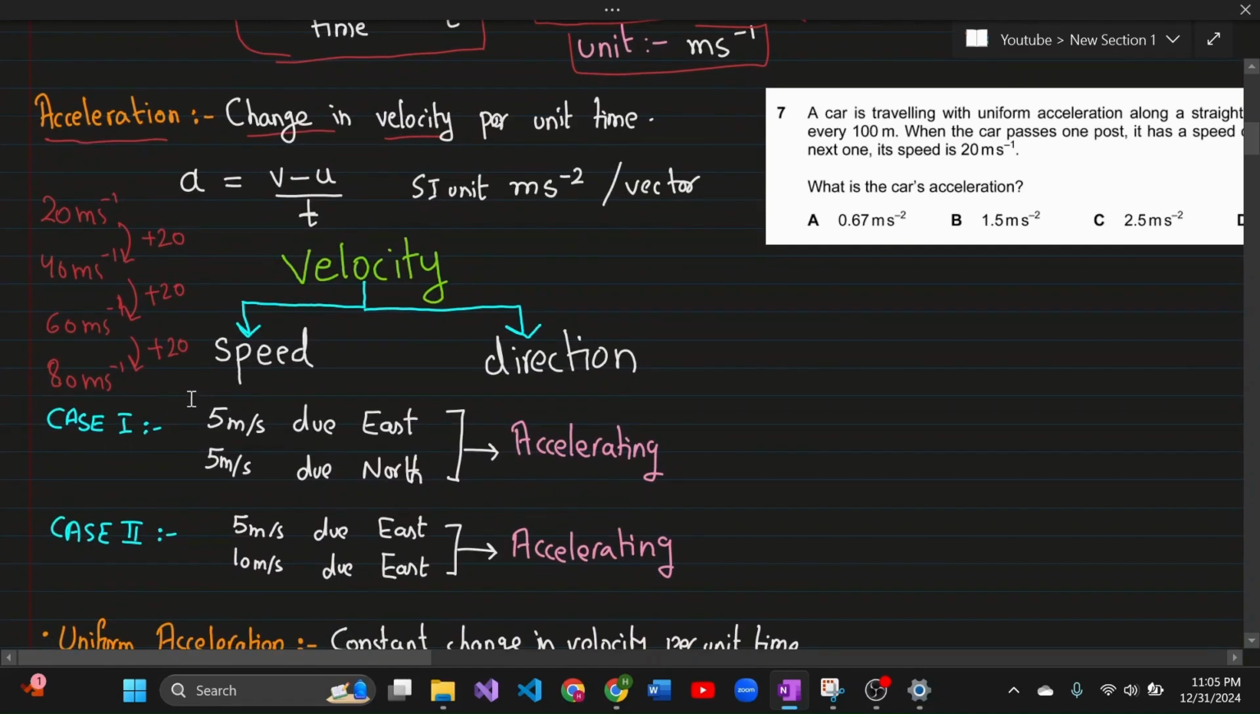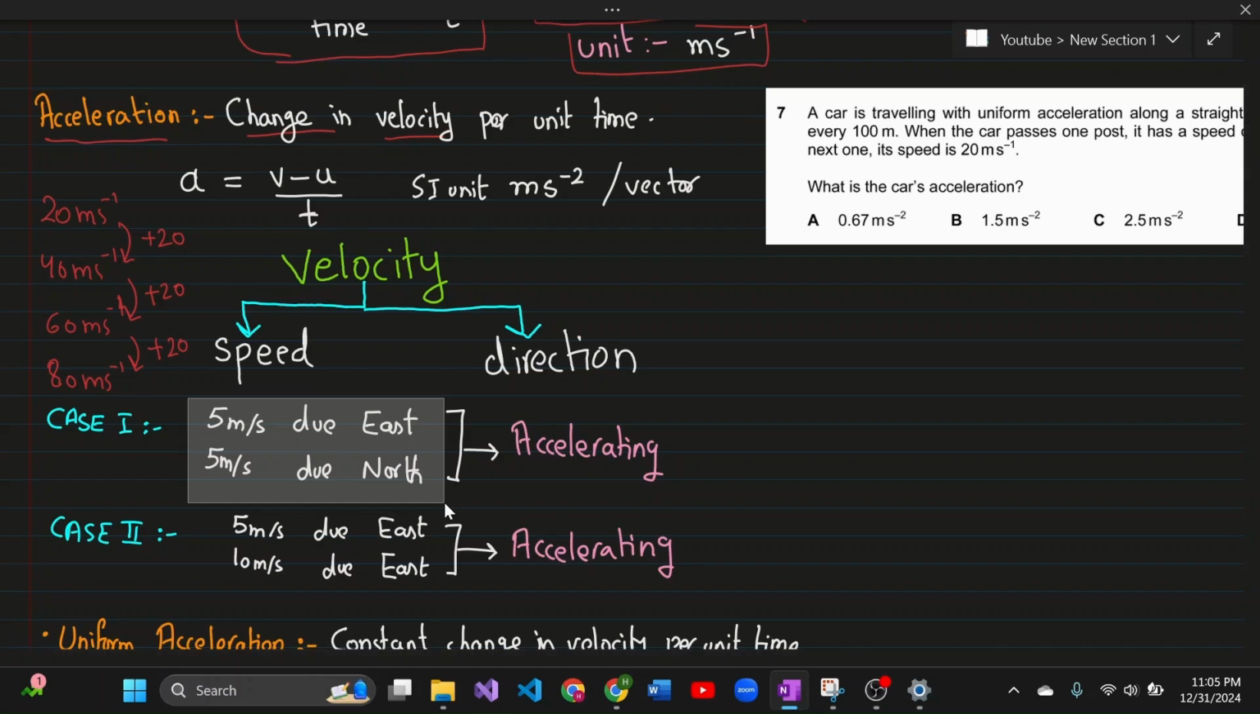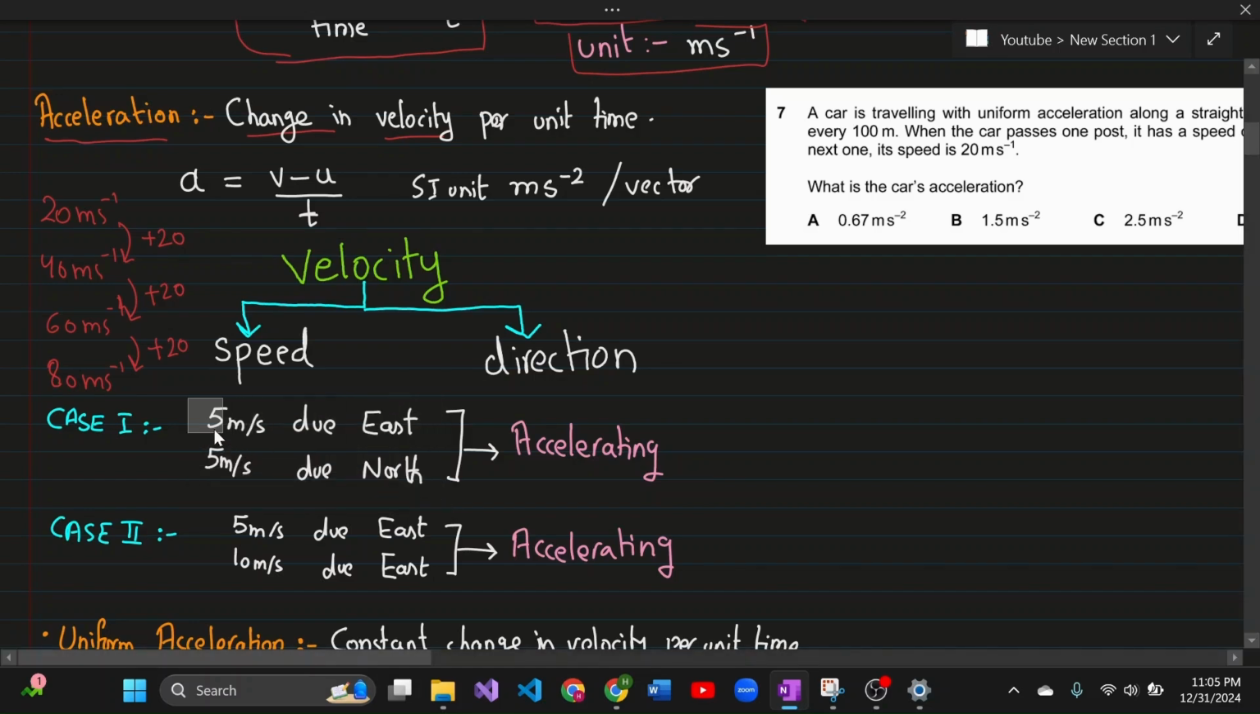In case one, you can see the velocity is the same, the speed, but the direction is changing. And in that the object is still accelerating. Accelerating does not mean only that your speed is changing. If the direction is changing, it also means the object is accelerating. In case 2, the velocity is changing from 5 to 10, but the direction is the same. In that case also, the object is accelerating. So you need to remember the difference.